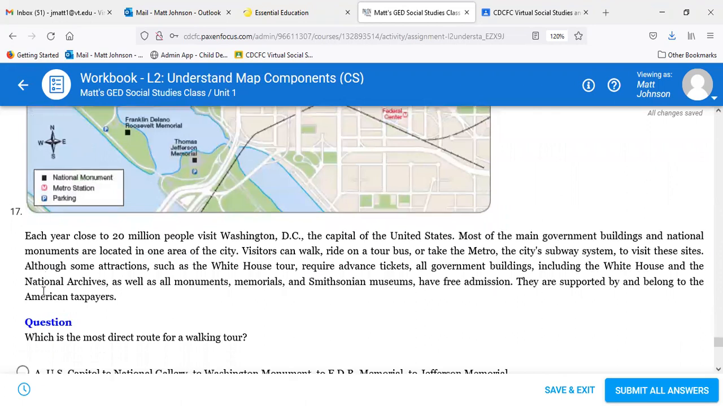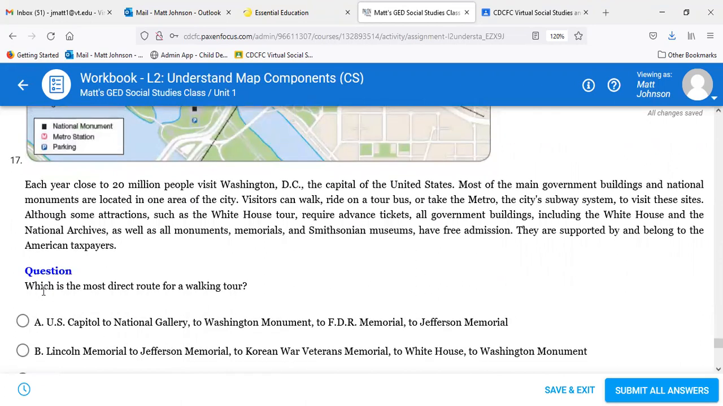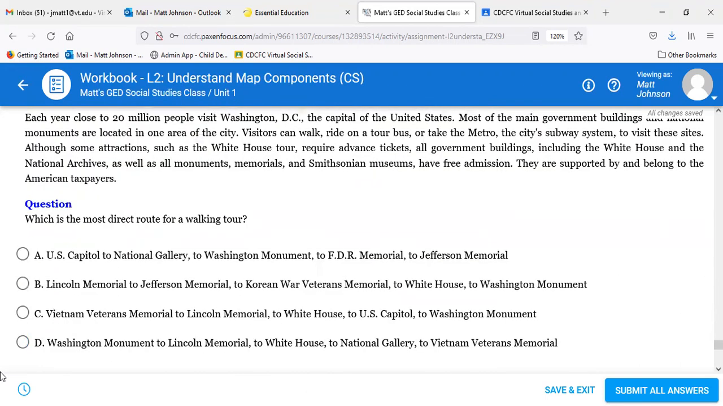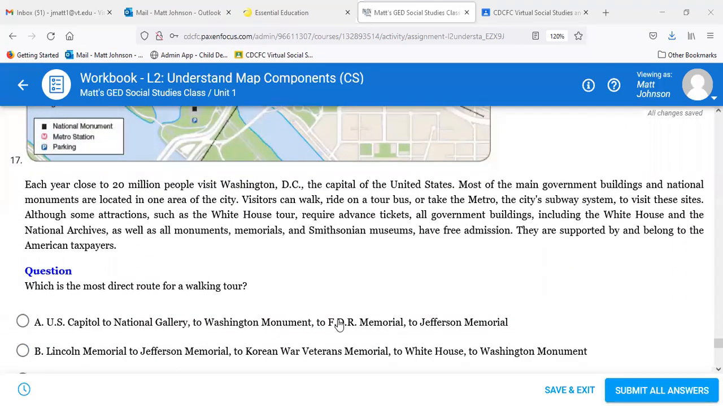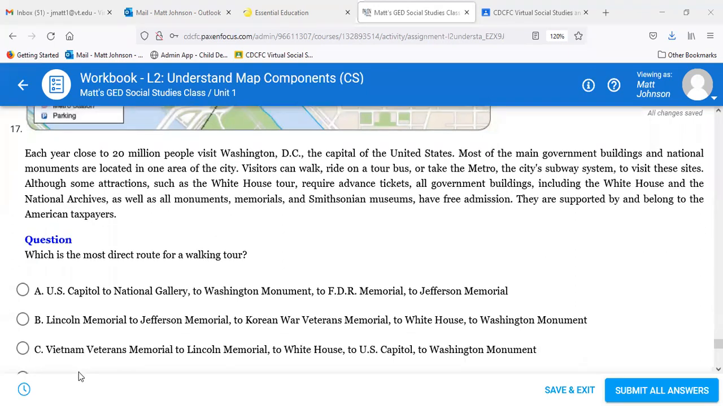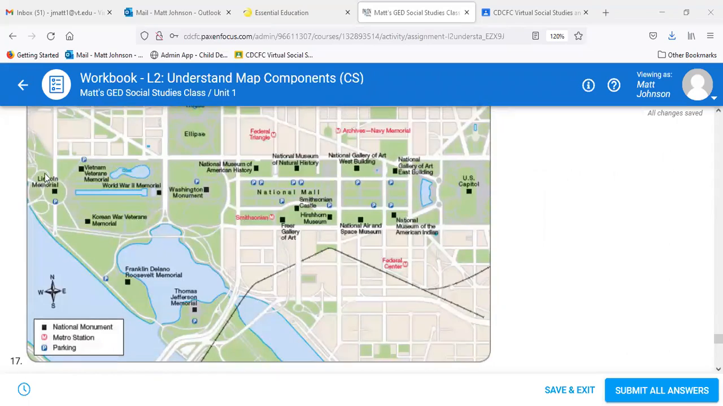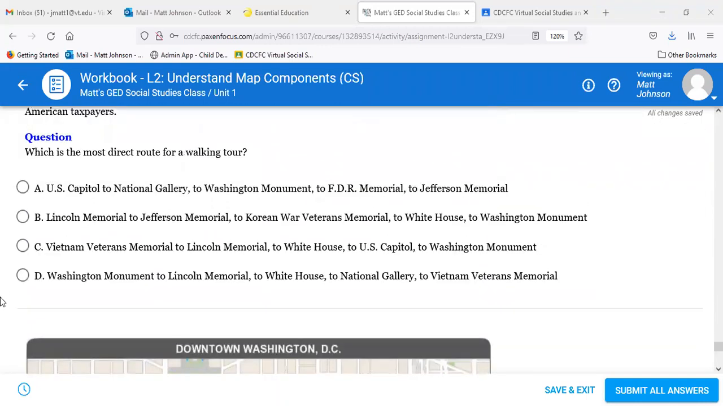And then 17. Which is the most direct route for a walking tour? Now, what they're asking basically is, how are you going to make a straight line to do a walking tour? Because you got to walk a lot when you're in DC. So would you go from the Capitol down here to the National Gallery, to Washington Monument, to FDR, to Jefferson Memorial, or Lincoln Memorial, Jefferson Memorial, Korean, Memorial, White House, Washington Monument? That's a lot of zigzagging, because you're going to go here, and then here, and then here. So that's probably not going to make sense.